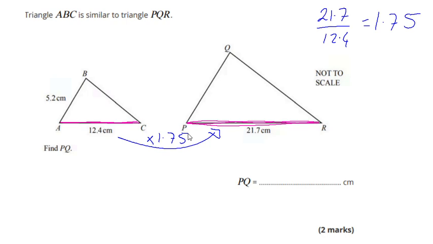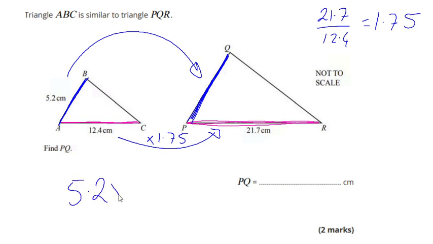There's my scale factor. They want the side P to Q, so they want this side here. And all we have to do is find the equivalent side in the smaller shape. Well, it's that one. So we're just going from the smaller shape to the bigger shape, which is multiply by the scale factor, multiply by 1.75. 5.2 times by 1.75, and that will give us our final answer.